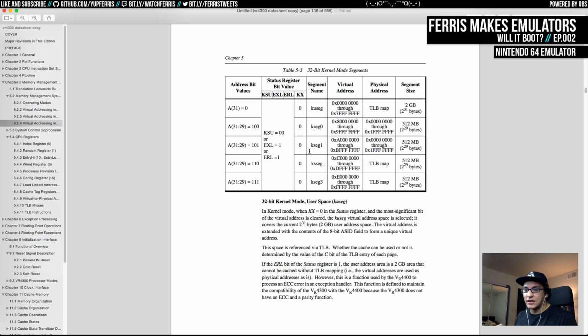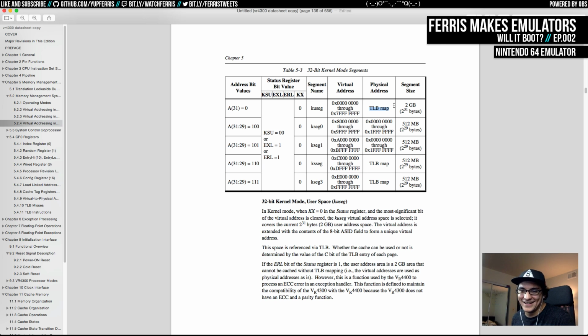The second part, if necessary, is going to be the TLB map, which just means if we're in one of these segments, we have these virtual addresses. So for virtual addresses in this range of values, it's going to be TLB mapped. So then we're going to have to do a second stage where we translate the virtual address to a physical address by looking at entries in the TLB.